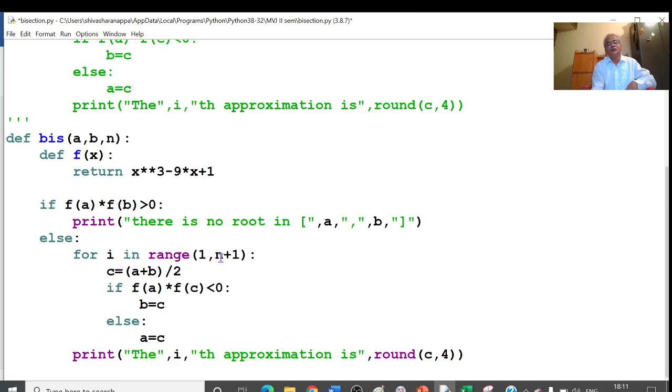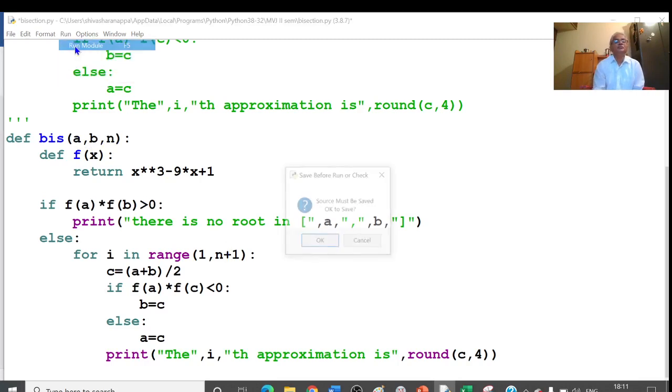For i in range 1 to n plus 1, c equal to a plus b by 2. If f of a into f of c is less than 0, b equal to c. Else, a is equal to c. And here I will write this print statement inside the for loop, so that every time it is printed. If I run this program, then on the output screen we have to type this function name, BIS, open bracket, give the lower limit, upper limit, and the number of iterations. Right? Okay.